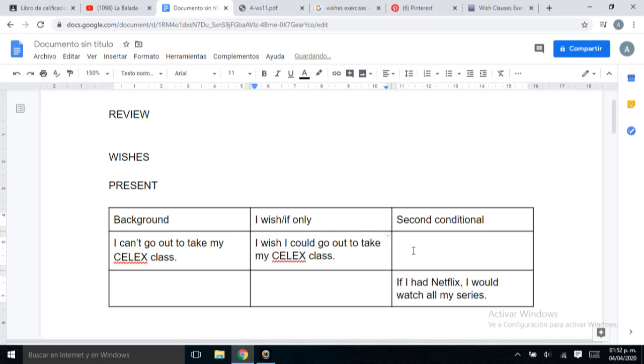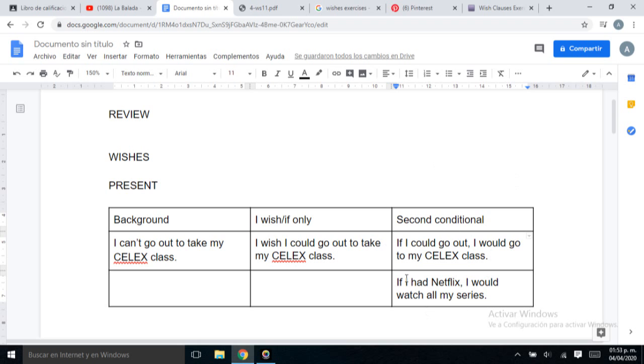Then we have this section of second conditional. The idea is that we can use second conditional to express the same idea, but as we mentioned, in different words. So first of all, we have to use if I past. If I could go out, I would go to my CELEX class. But again, what is the reality? That you cannot go out, and as a consequence you cannot go to your CELEX class.